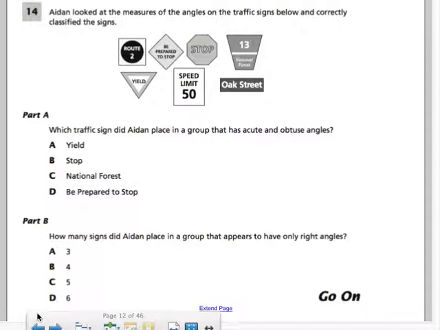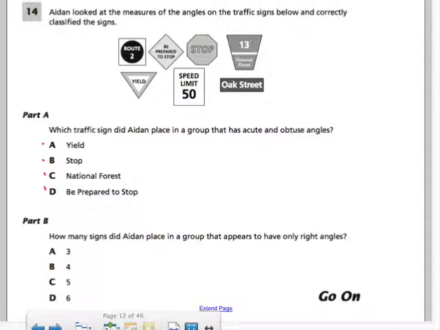Aiden looked at the measures of the angles on the traffic sign below and correctly classified the signs. What does that mean? What do they want? Look at part A. Which traffic sign did Aiden place in the group that has acute and obtuse angles? So we're looking for a traffic sign that has both acute and obtuse. Here are our options. If we look at them carefully, maybe we'll discover which one has acute and obtuse.